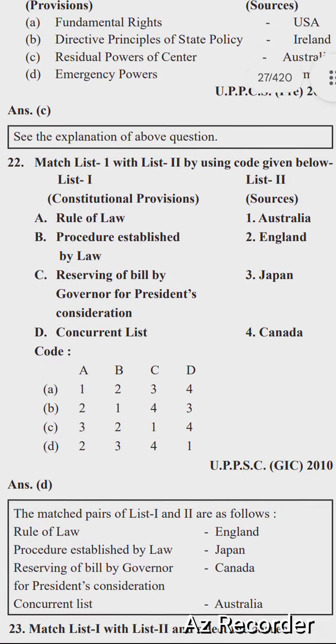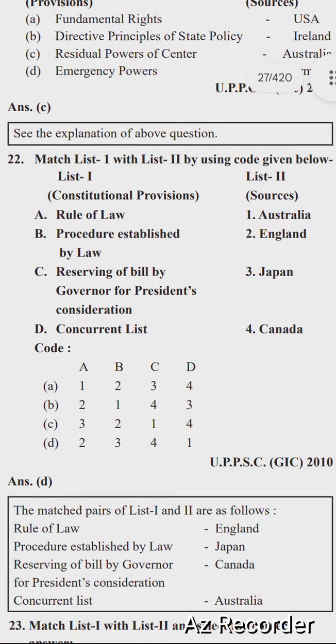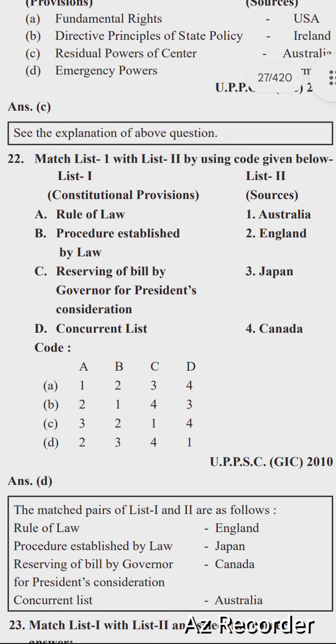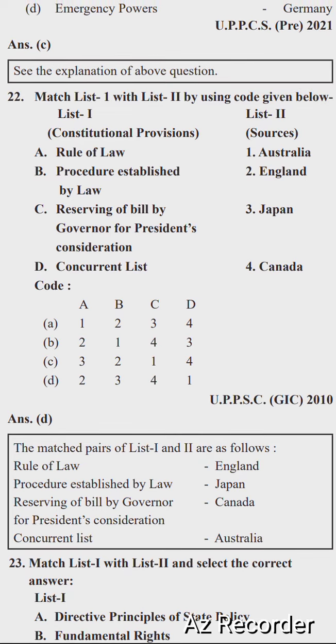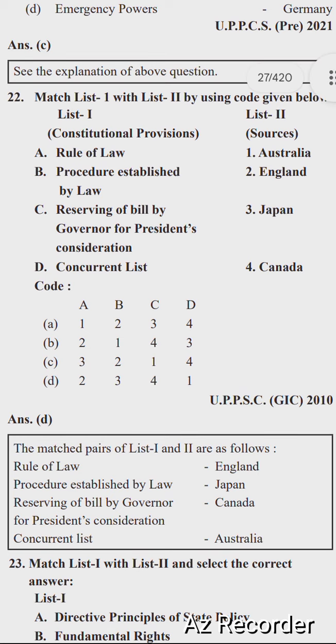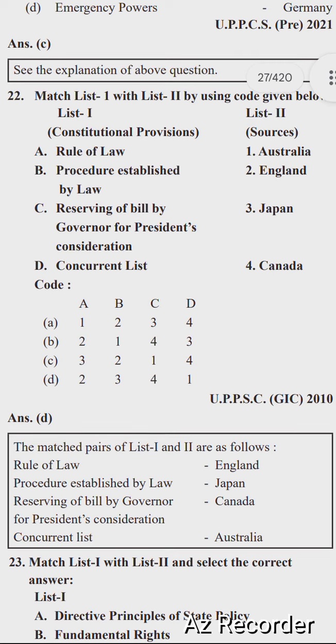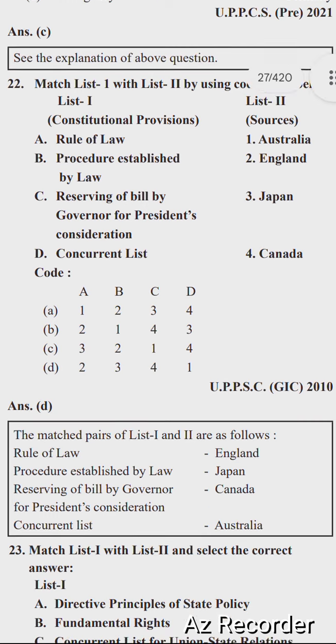So next question is, constitutional provision and source. Match list 1 and list 2 by using the code given below. Rule of law, Australia; procedure established by law, England; reservation of bills by governor for president's consideration, Japan; and concurrent list, Canada. So right option is option number D. Rule of law is related to England, and procedure established by law is related to Japan. Reservation of bills by governor for president's consideration is related to Canada, and concurrent list is related to Australia.